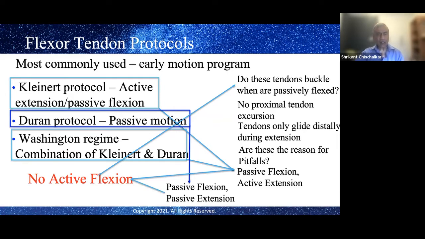So therefore, by all the principles that we talked about, because there is no active flexion, when we perform passive flexion or passive extension, these tendons remain in a buckled position. And then there is no proximal tendon excursion. There is no tendon gliding distally even with this passive flexion, passive extension protocol. And this is probably the main reason there is a pitfall following the tendon repair.